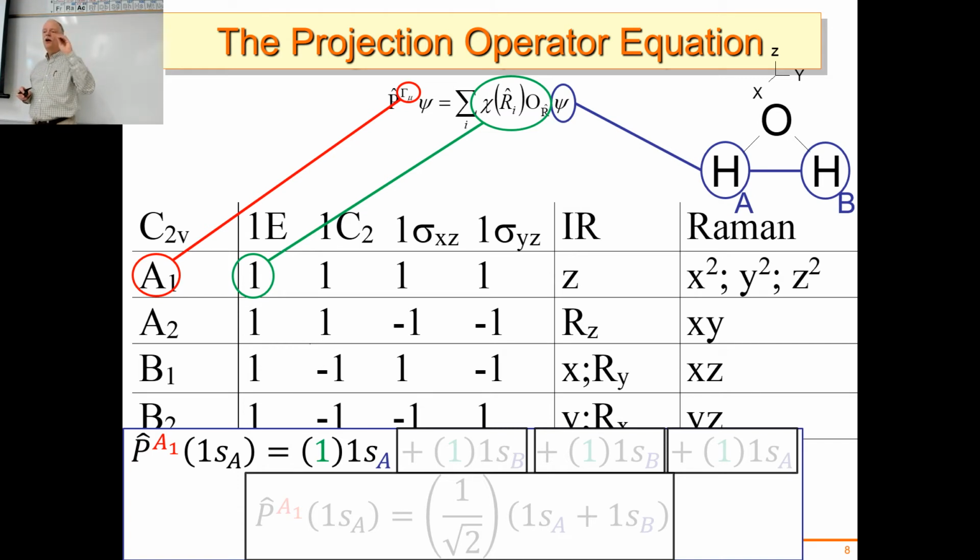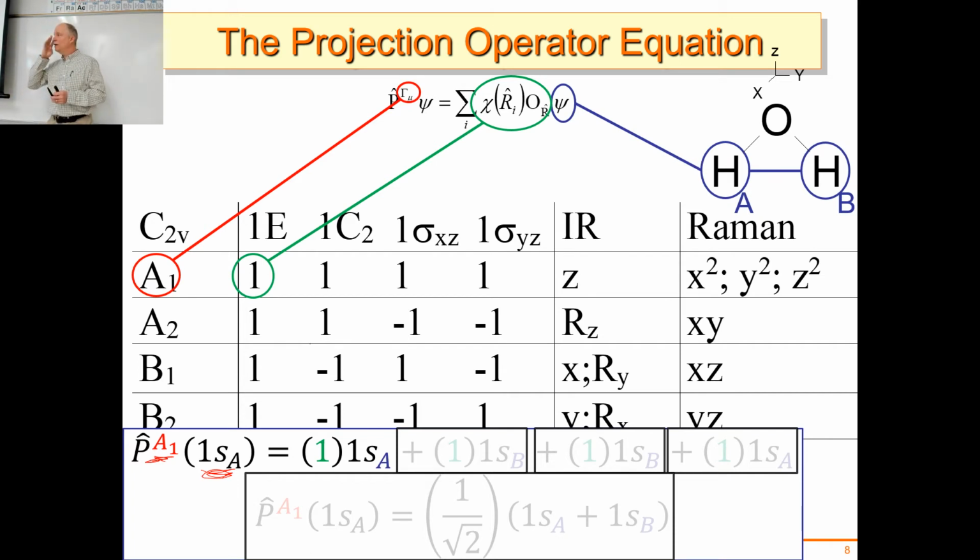So for the A1 row, so you see that right here, we have the A1 row right here. And if we operate on that 1s orbital on atom A, and we do an E operation on it, what happens? Nothing, right? That 1s on atom A stays on atom A.